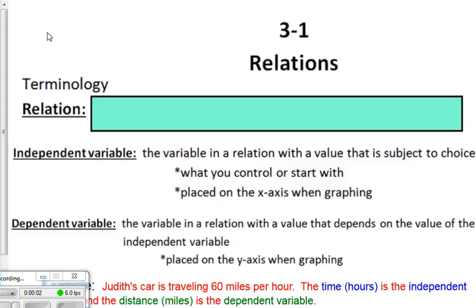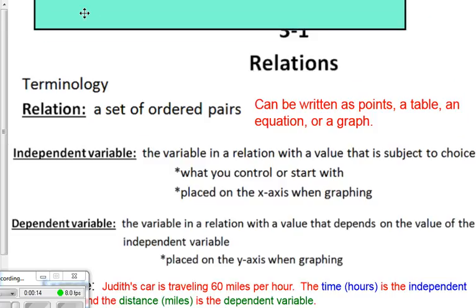All right, Unit 3 is all about functions. Before we can get on to functions, we need to lay some groundwork, get our foundation, especially on some terminology, and talk about relations. First off, what is a relation?